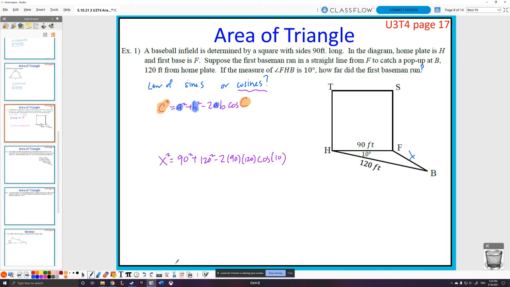And then the inside is just the other two sides. The order doesn't really matter. You can call this one A, you can call this one A. It doesn't really matter. But the only thing I need to do to solve here is just take the square root on both sides.